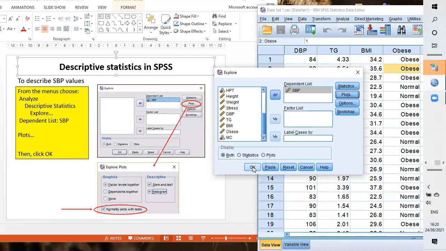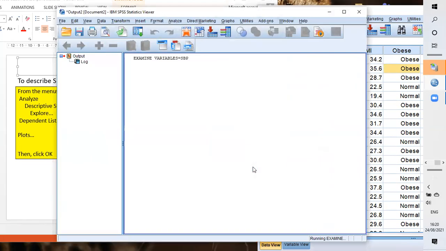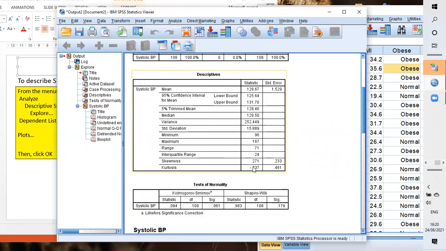Those days, how long would it have taken to do this? Click button. Right, the whole thing comes out.